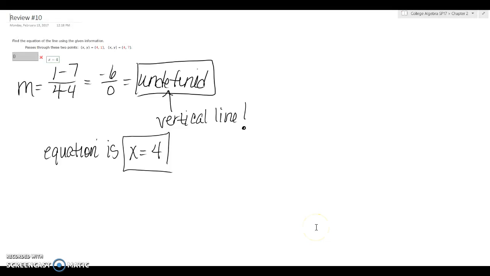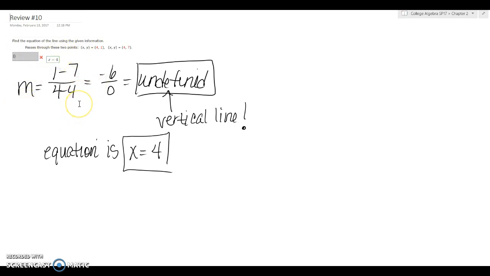In this problem, we are asked to find the equation of a line using the given information, and they give us 2 points. So recall when you're writing an equation in y equals mx plus b form, you need a slope, which is m, and you need a y-intercept, which is b. So the first thing we're going to have to do is find the slope.